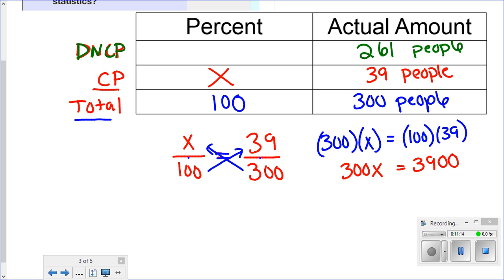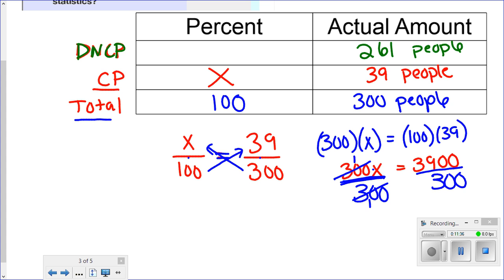So now in order to solve this problem, ask yourself, what is happening to the x? Because we have to get the x by itself. So what is happening to that x? It is being multiplied by 300. So in order to solve it, we need to divide by 300. So we're going to divide both our sides by 300 to keep our equation balanced.